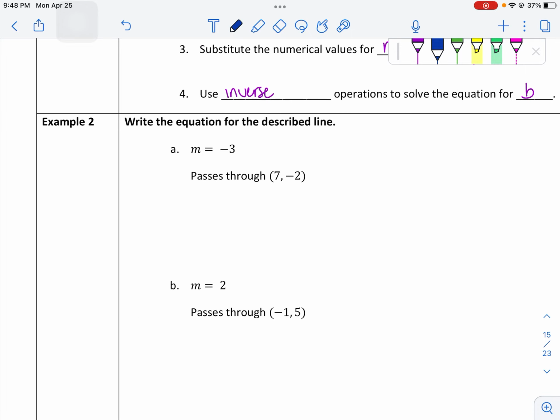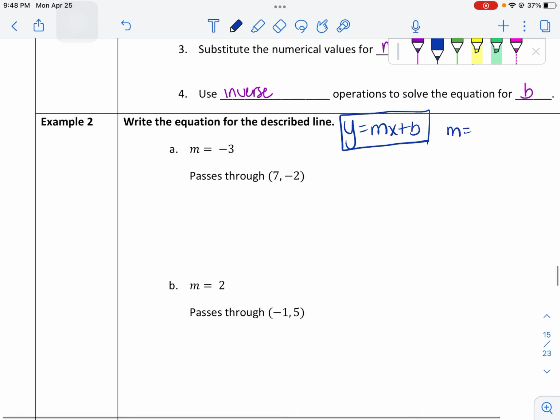All right, so just a couple of reminders. Y equals mx plus b is our goal. This is an equation of a line. Remember, m is the slope and b is the y-intercept. And so we find both of those and then we can write our equation.